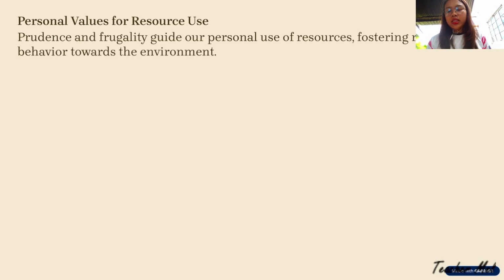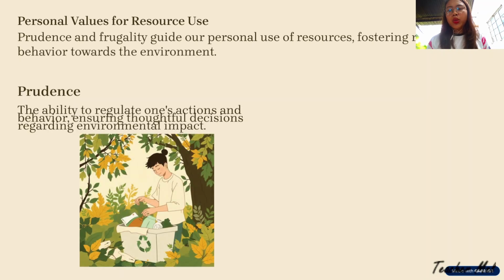Now, let's discuss, no, itong pinaka-last natin sa prudent and frugality. So prudent, ibig sabihin nito is the ability to regulate one's actions and behavior, ensuring thoughtful decisions regarding environmental impact. So prudent, so you are thoughtful, no? You are aware and you have the concern about the environmental impact. Kung ano yung ginagawa mo ngayon, no? Aware ka, and then you consider ano yung maaaring effect nito in the future.